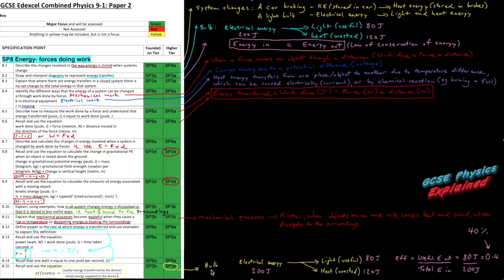For example, a bulb. If we put 200 joules of electrical energy in and 80 joules gets turned into useful light and we've wasted 120 joules, to get the efficiency you do the useful energy that came out divided by the total energy that you had to put in. So in other words, 80 joules of light energy came out, we had to put 200 joules in, 80 over 200 comes out as 0.4. Now if the examiner wanted you to express it as a percentage, multiply that by 100 and it comes out as 40% in this case.